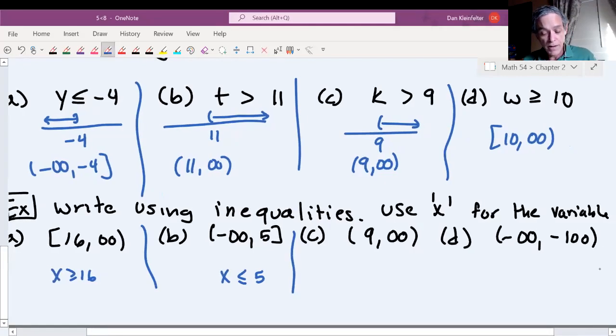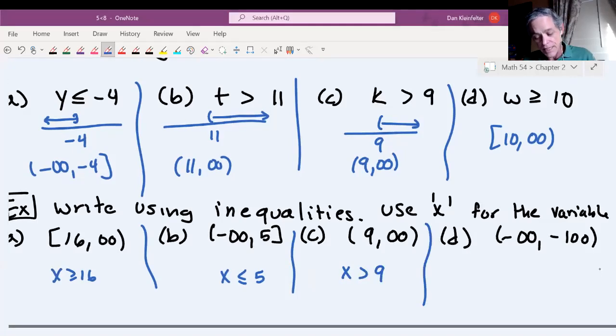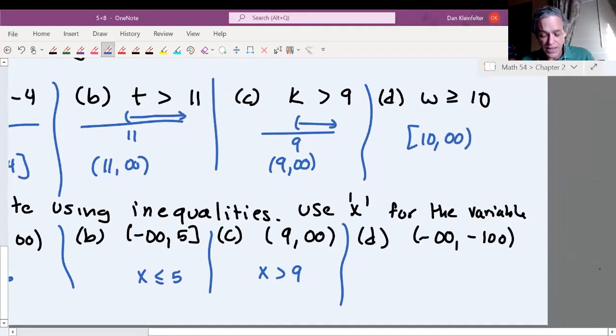For 9 up to infinity, you could cheat and look above, I guess. This will be x is greater than 9. And lastly, negative infinity to negative 100. This is all the numbers that are below negative 100. So x is less than negative 100.